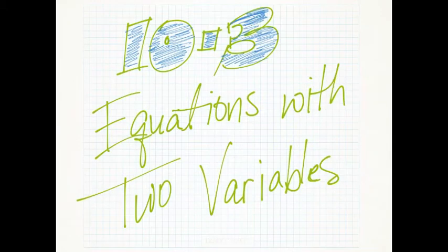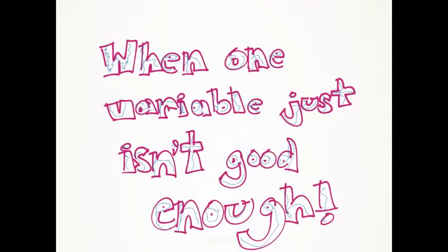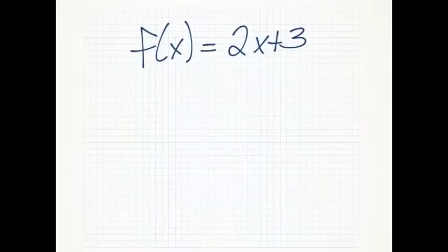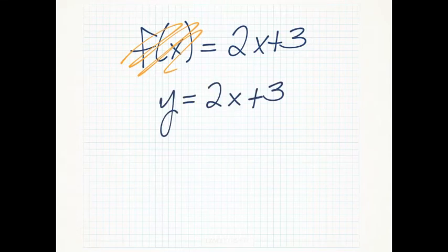Equations with two variables, or when one variable just isn't good enough. So up till now we've been using this type of equation, f of x equals 2x plus 3. At this point we are getting rid of f of x and replacing it with y. Why? Because we do. So the two variables we're going to find is x and y.